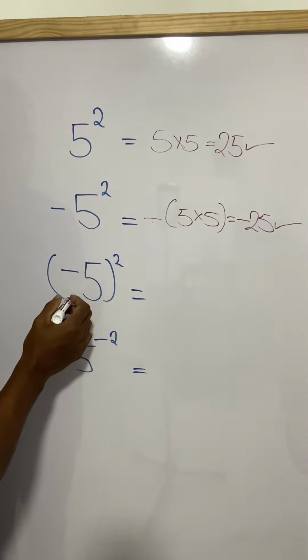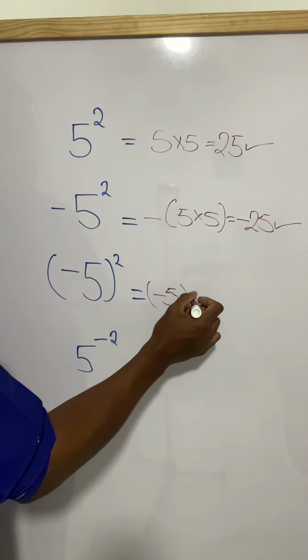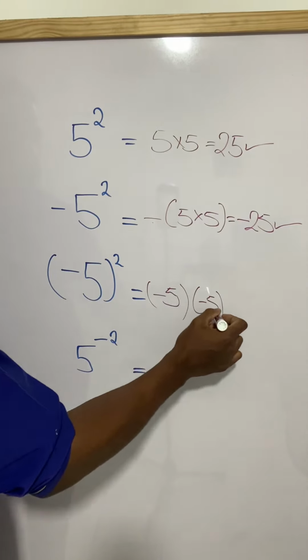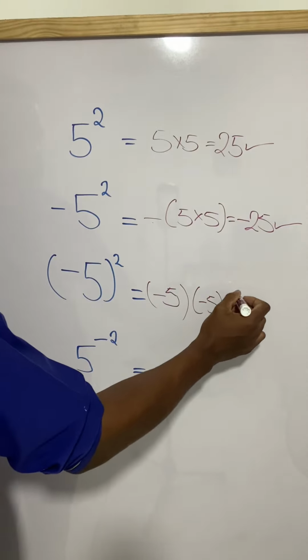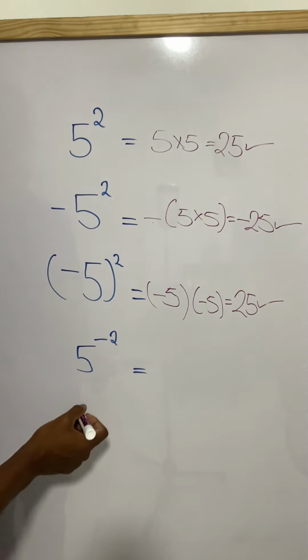Negative 5 in brackets squared means negative 5 multiplied by negative 5. We know a negative times negative gives us a positive outcome, so negative 5 times negative 5 gives us positive 25.